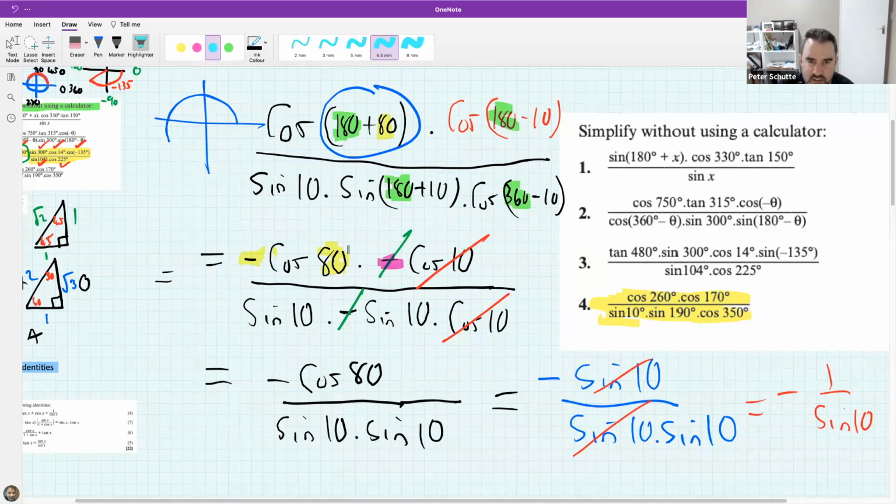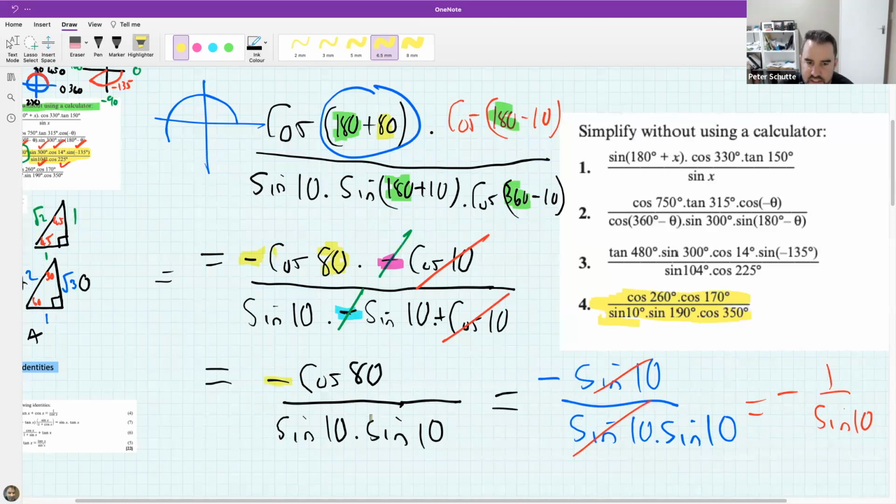Sine of 10 stays the same. This is in quadrant 3, so that's why that negative comes from. And this cos of 360 minus 10 is in quadrant 4. That's why it is positive, but I just left it out, but it has to be positive. If you look at how many negatives there are, 2 of the negatives will cancel each other out, and you'll get left with a negative over here.